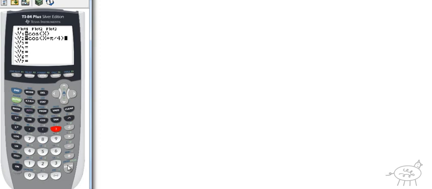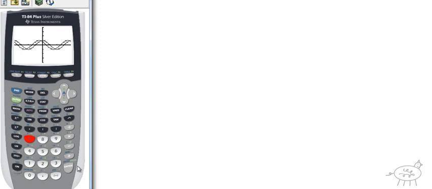Close parenthesis. Okay, and then let's graph it. So let's do zoom. We'll do zoom trig. Zoom 7. Yours is probably faster. Mine's a little slower. Okay, and I'm asking you guys, when do the particles collide?